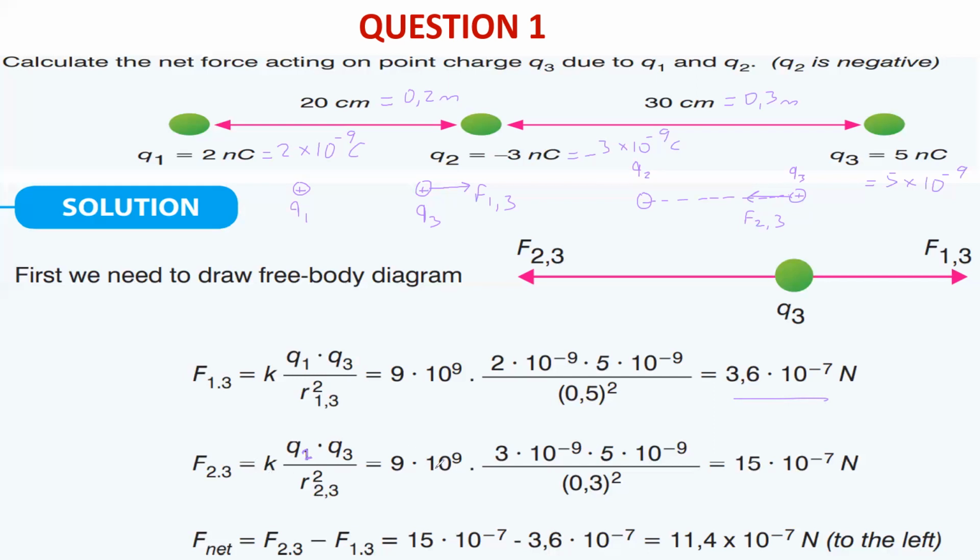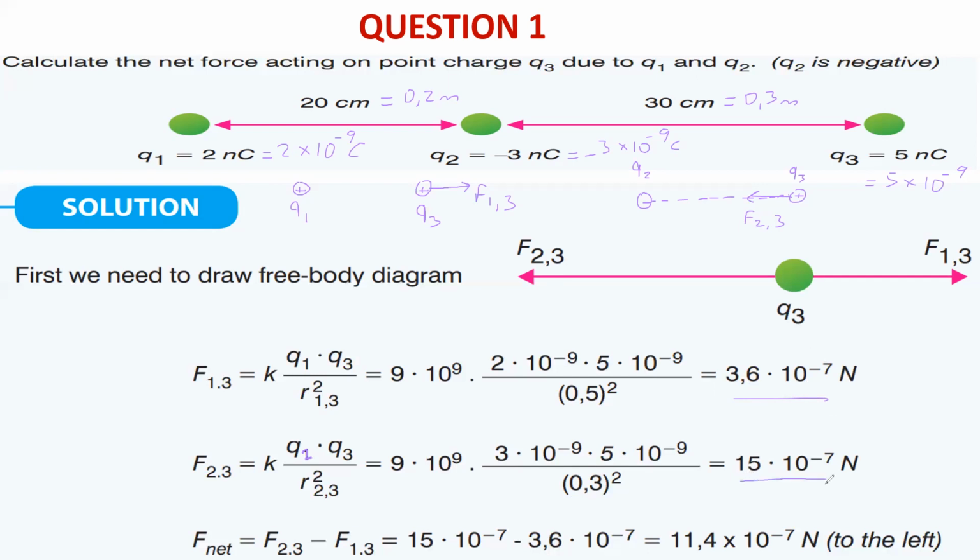K is 9 times 10 to the power of 9. And then you are not using negative here. Please be careful about that, because negative is just showing you direction of force. You are using it already here, to get direction of force. So you don't have to put negative this side. Just use the number. So not negative 3 times 10 to the power of 9, 5 times 10 to the power of 9 over 0.3, because distance between Q2 and Q3 is 0.3 meters. After that, you are getting 15 times 10 to the power of negative 7.